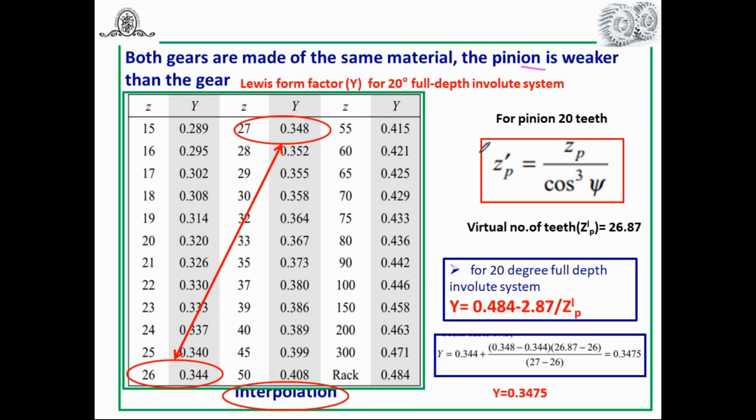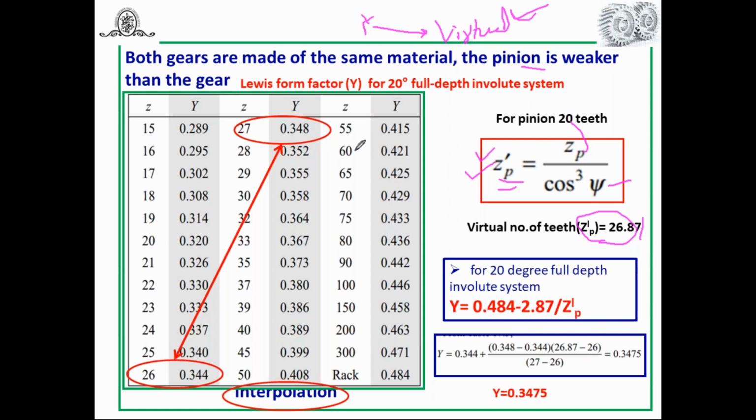But in this case, the pinion is weaker. Find the virtual number of teeth on the pinion. Zp is 20, and the helix angle you can substitute. You will get this, and once you know the virtual number of teeth on the pinion, that is 26.87. So what do we have to do to find the Lewis form factor? In a helical gear, remember, the Lewis form factor should be based on the virtual number of teeth, always the virtual number of teeth. That's why find the virtual number of teeth for the pinion.